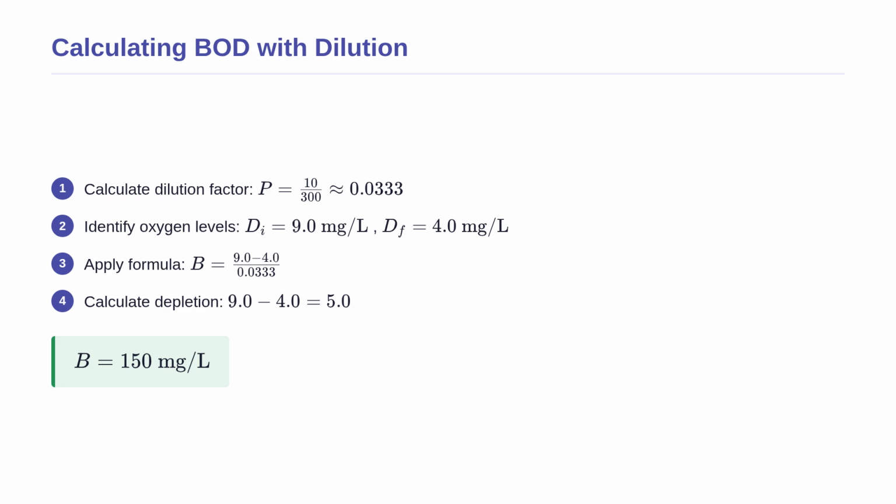First, we calculate the dilution factor P, which is 10 divided by 300, giving approximately 0.0333. The initial oxygen of this mixture is 9.0, and the final is 4.0. Subtracting these gives a depletion of 5.0 milligrams per liter in the diluted bottle. Dividing this by our dilution factor scales the result back up, revealing a massive final demand of 150 milligrams per liter for the raw sewage.